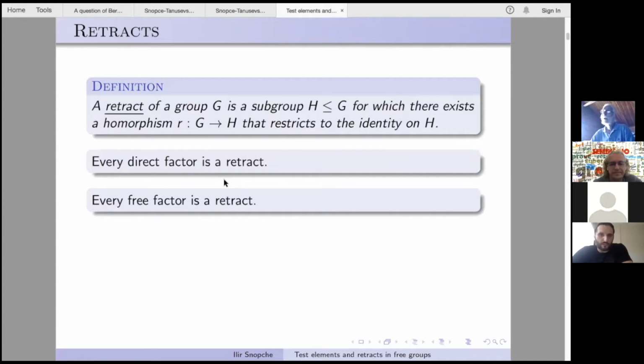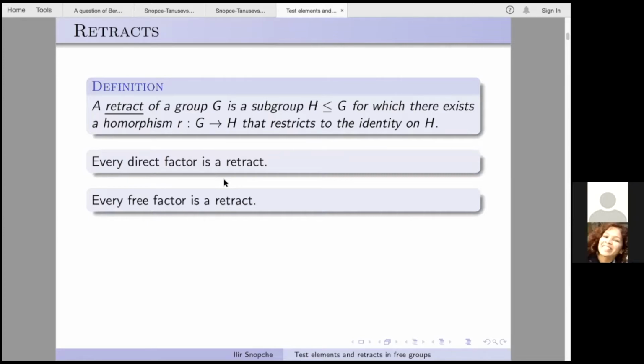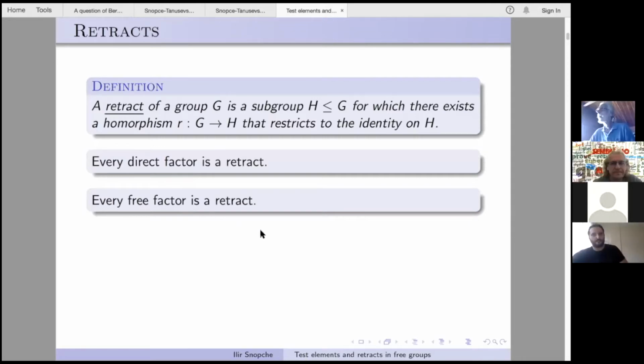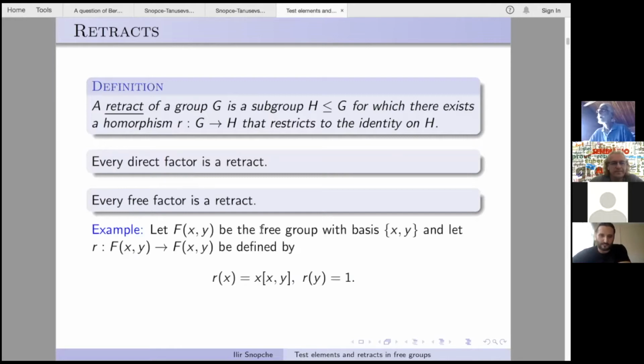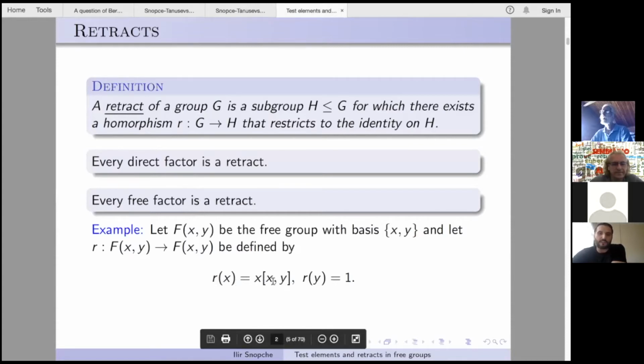Since the topic of today's talk is free groups, we are going to talk about free groups. Of course, in the case of free groups, we cannot have a proper retract which is a direct factor, but there are plenty of free factors. But one may ask, are there any other examples of retracts in free groups? Let us try to analyze one single example here. Let us denote by F(x, y) the free group with basis x and y, and let us consider this endomorphism: R(x) is equal to x times the commutator of x and y, and R(y) is equal to 1.